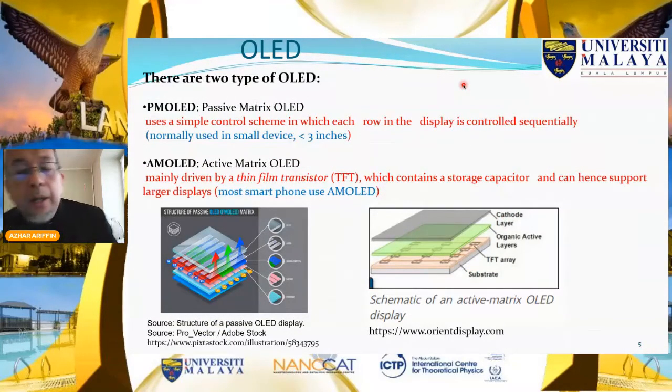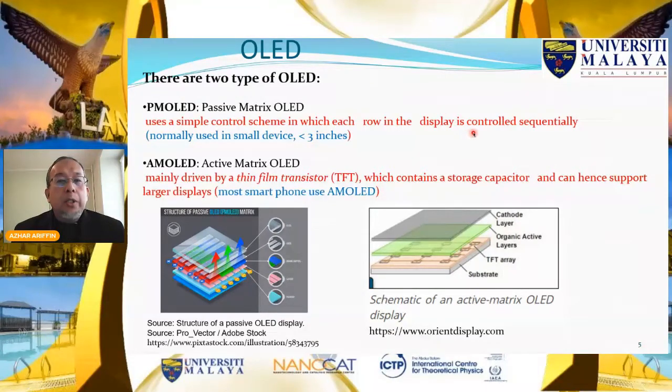In the market today, there are two types of OLED available. One we call passive matrix OLED, or well known as PM OLED. This passive matrix OLED uses a simple control scheme in which each row in the display is controlled sequentially. This kind of PM OLED you can mostly find in devices smaller than 3 inches. For example, nowadays people are wearing smart watches or digital health bands on their hands. Mostly this kind of gadget uses this passive matrix OLED technology for the screen.